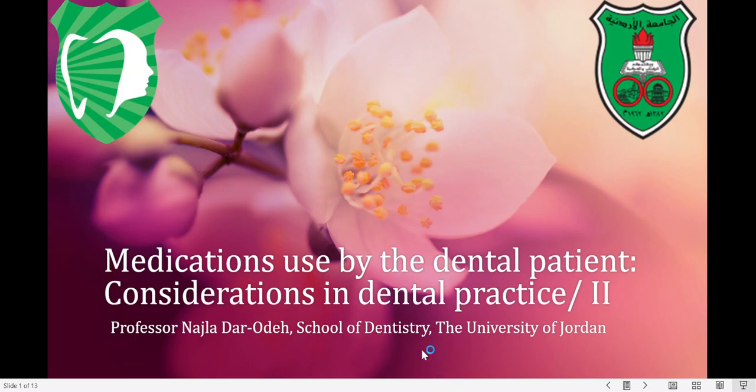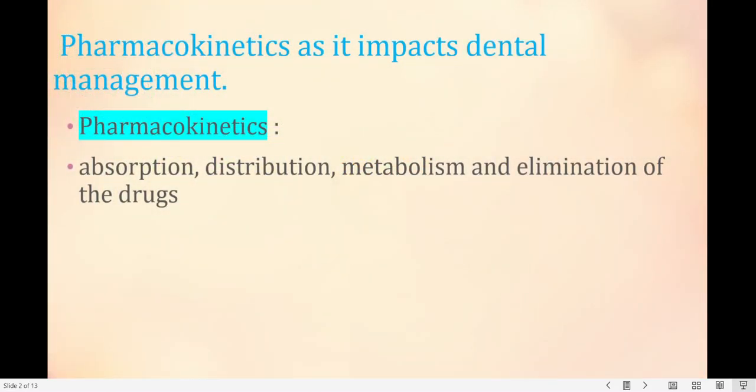Bismillahirrahmanirrahim. In the second part of the topic of medications used by the dental patient, we are going to discuss remaining important aspects, starting with pharmacokinetics, which is an important aspect. It's usually defined as the absorption, distribution, metabolism, and elimination of drugs, which simply means how the body handles these medications or these materials.